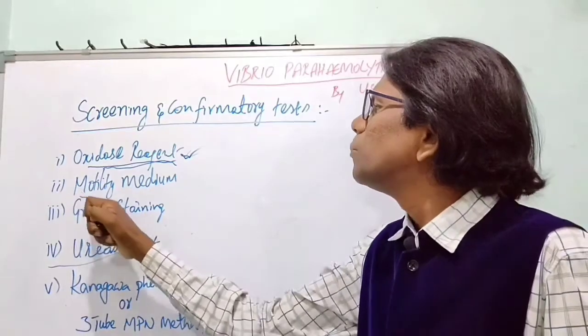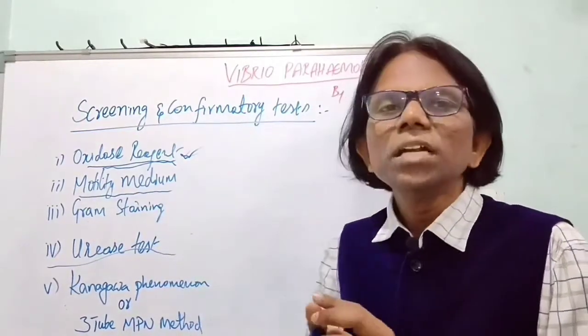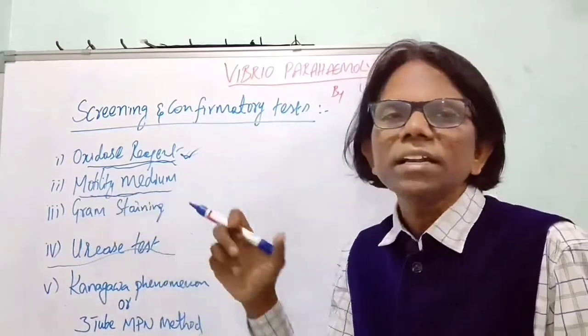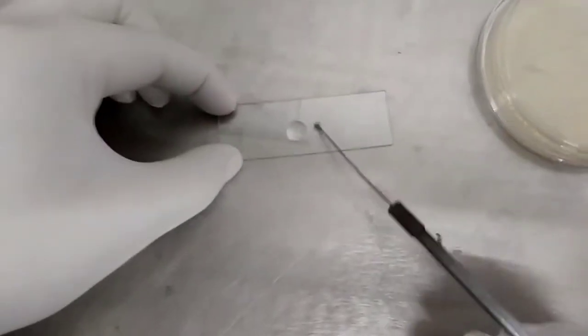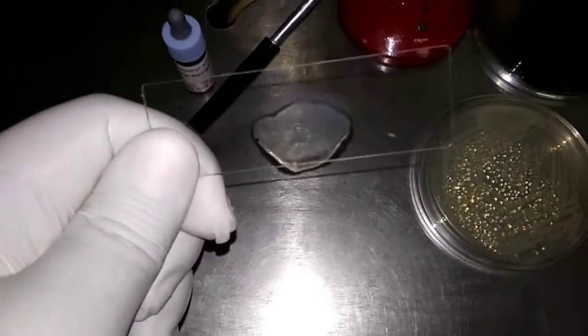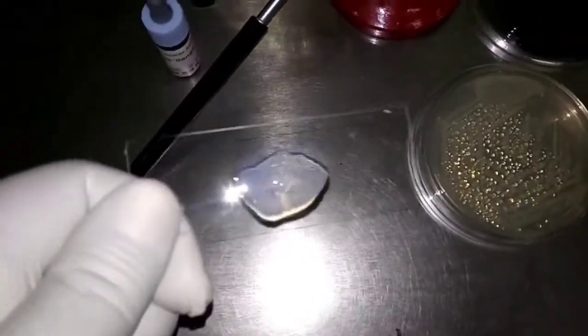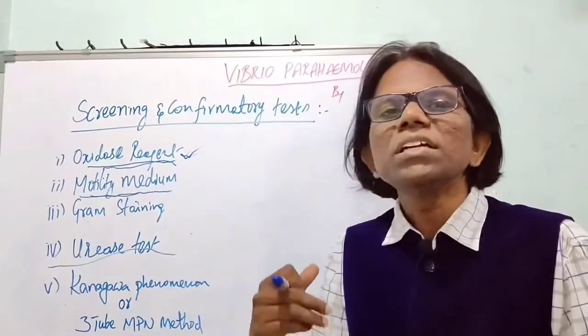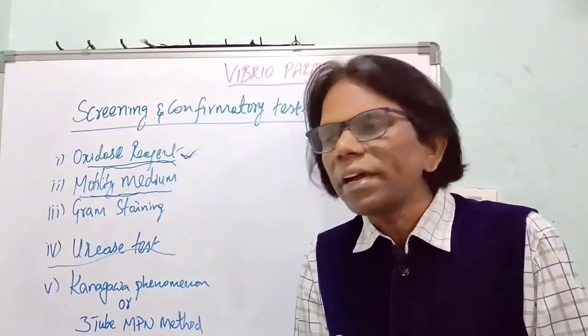Then next we will go for the motility medium. Vibrio parahaemolyticus, Vibrio cholerae, and Vibrio species all have a single polar flagellum, so the organisms are motile. We have to take one depression slide filled with broth, transfer the inoculum, place the cover slip on top of the slide, and view it under the microscope. We can observe the vibratory motility when we observe under the microscope.